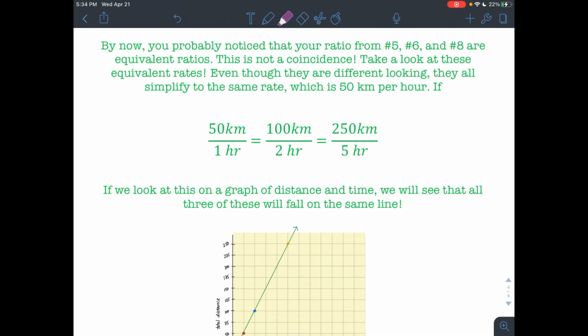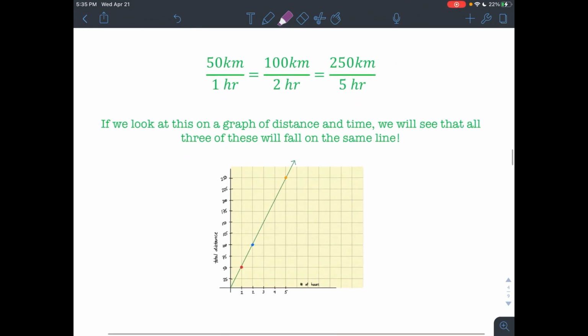So by now, you probably noticed that your ratio from number 5, the single stair, number 6, the complete staircase, and number 8, just the 6 stairs, are equivalent ratios. They all come down to 1/2, or 1 foot over 2 feet. This is not a coincidence. If we look at the equivalent rates that I have written below, even though they all look different, they also all simplify to the same rate, which is 50 kilometers per hour. I have 50 kilometers per 1 hour, 100 kilometers for 2 hours, and 250 kilometers for 5 hours. They all simplify, though, to that same unit rate of 50 kilometers per 1 hour.